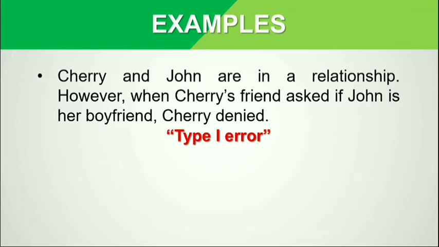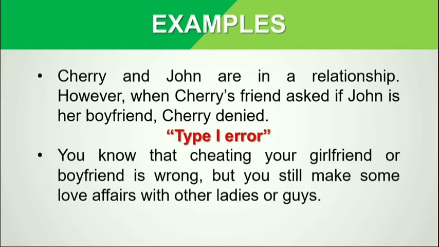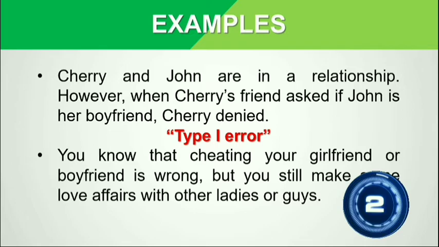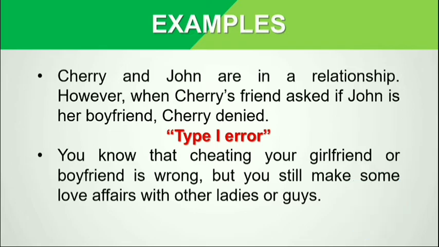How about this one? You know that cheating on your girlfriend or boyfriend is wrong, but you still make some love affairs with other ladies or guys. So what do you think this situation is? Is it a type 1 error, a type 2 error, or a correct decision? So definitely, this is a type 1 error. Because even if you know that cheating is wrong, you still keep doing it. You are rejecting the truth.